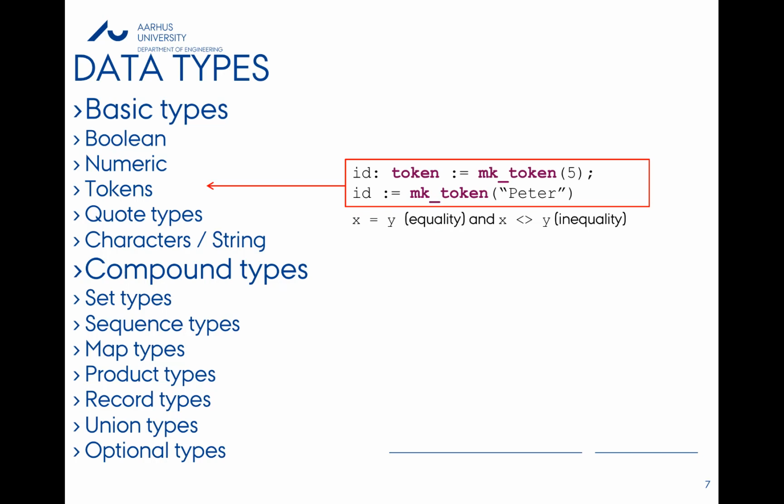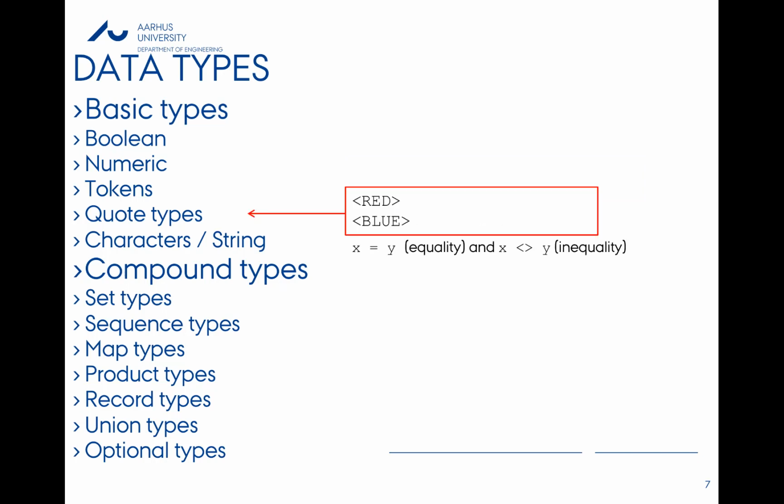There's a special type called token, and token is a way of abstracting away from the exact representation you would like to make in your implementation later on. The only thing you can do with tokens is compare them and see if they're equal or unequal. There's also a notion of quote types. Essentially, it's similar to enumerated types in any programming language. Here, in this case, we have red and blue, just with these smaller-than and greater-than signs around it.